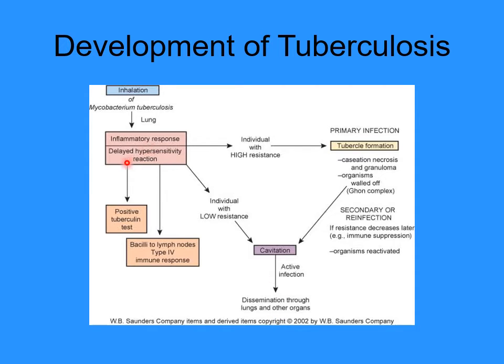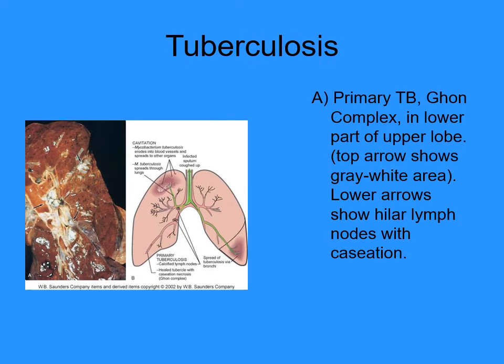If a person is susceptible immediately, an individual with low resistance automatically gets the infection, unable to fight it off, and you will test positive either way. With a positive tuberculin test, it will show there in both cases. Whether you have high resistance or not, you'll still test positive. And bacilli go to the lymph nodes and cause a delayed hypersensitivity response, and so you get this spreading into the lymph nodes. So that is the progression of tuberculosis.